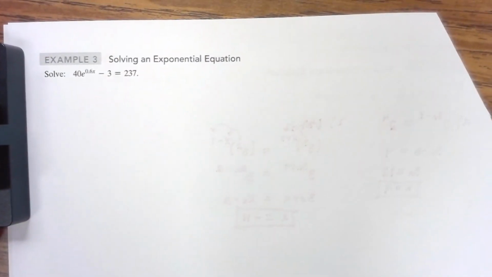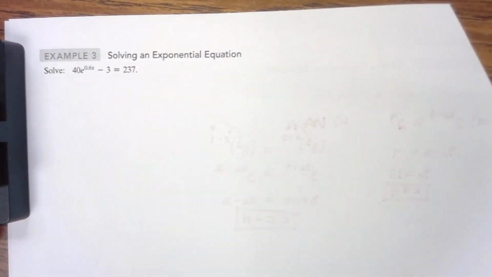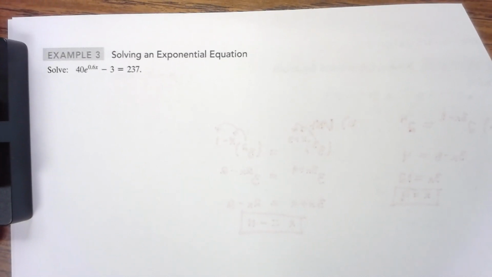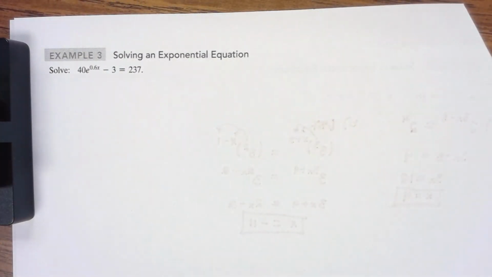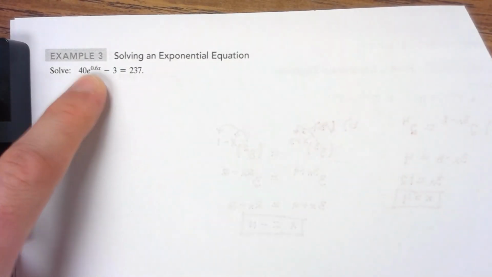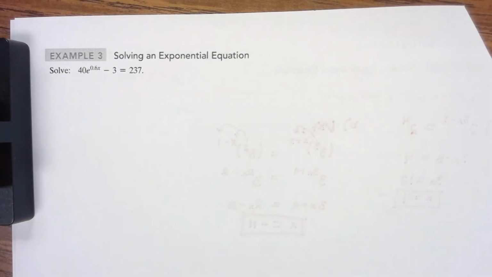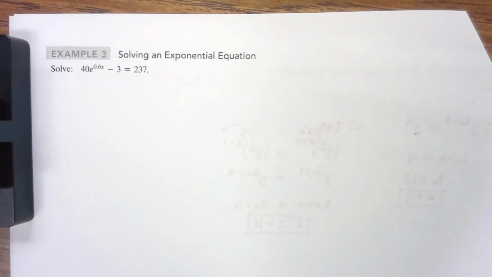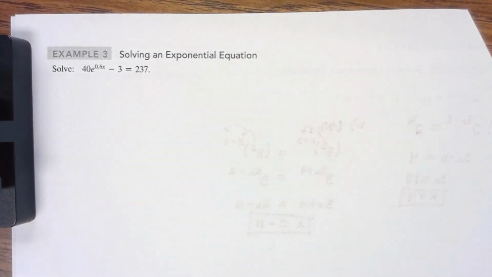Okay, so when I look here, there's a lot more going on in this equation compared to what we saw in the last couple examples. Right now, the exponential term is not by itself, and that's the first thing that we need to have happen. This equation, I know it's kind of hard to read, is 40 times e to the power of 0.6x minus 3 equals 237.